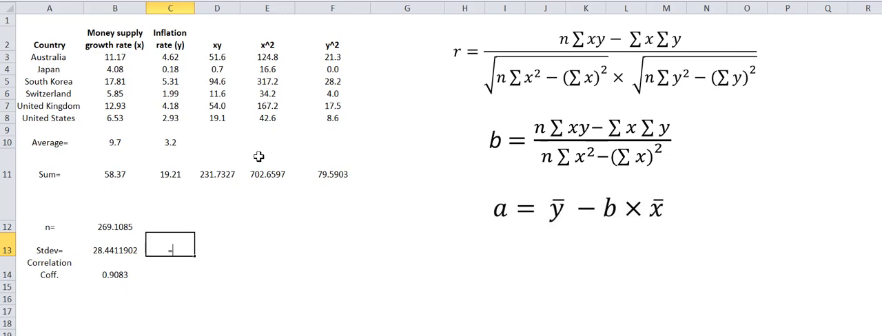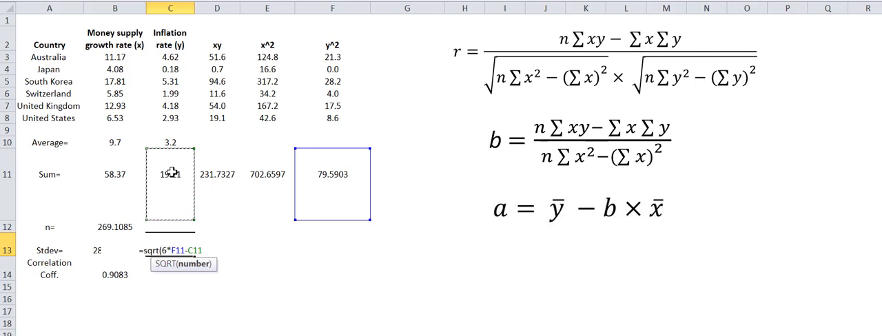Similarly, I will calculate for my y, so that will be sqrt, then 6 multiplied by sigma y square, which is 79.59, minus sigma y, this multiplied by itself. So this is what I got.